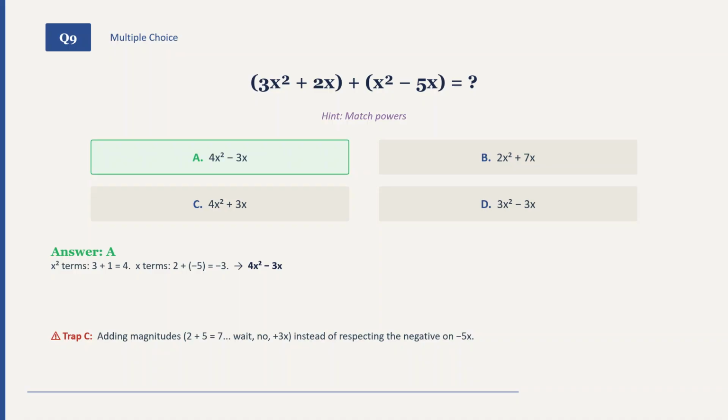3x squared plus x squared equals 4x squared. 2x minus 5x equals negative 3x. There is no constant term because neither polynomial had one. The trap is adding the coefficients of unlike terms, for example, adding the 2 from 2x to the x squared term. You can only combine terms with the same power of x.